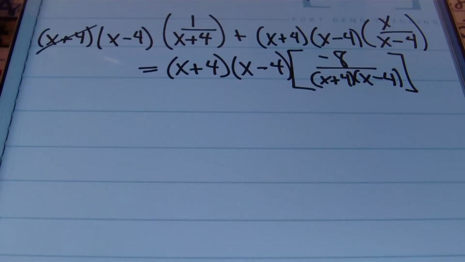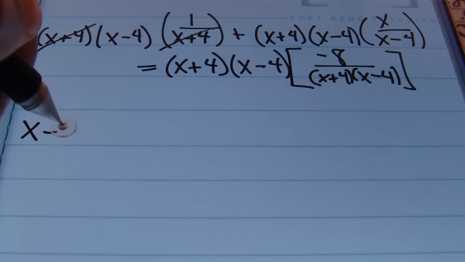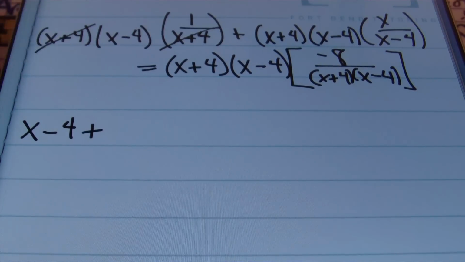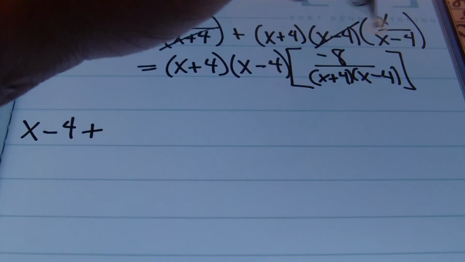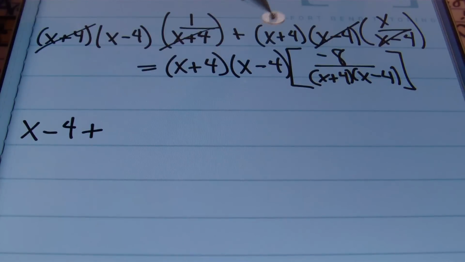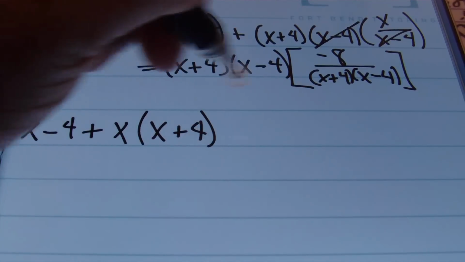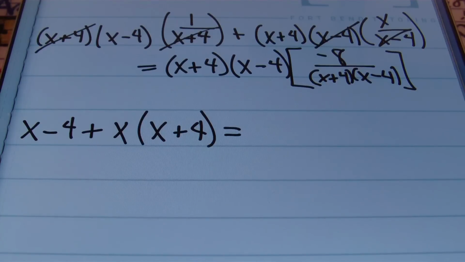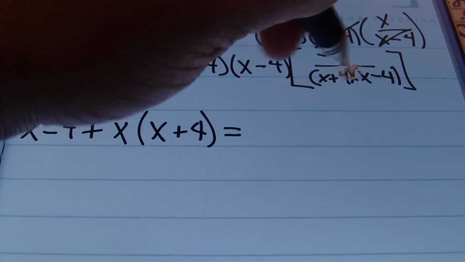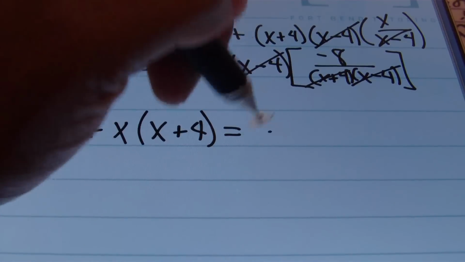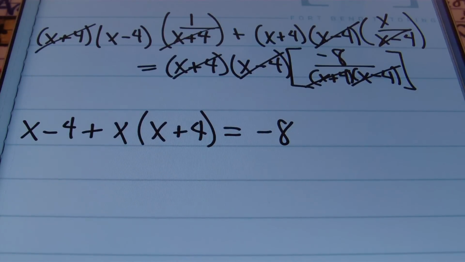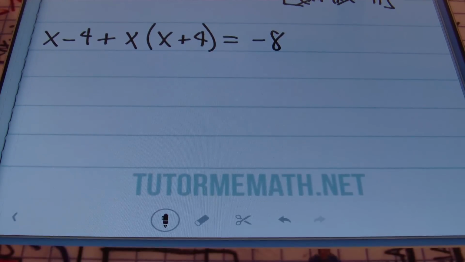In the first term, the x plus 4's will cancel out, and x minus 4 times 1, that's just x minus 4. This is going to be plus. In the second term, the x minus 4's will cancel out, so you'll end up with x plus 4 times x, and just take your time on that. Just write it as x times x plus 4 for now. Then this equals, on the right side of the equal sign, the x plus 4's will cancel out, the x minus 4's will cancel out, and I'm just left with negative 8.